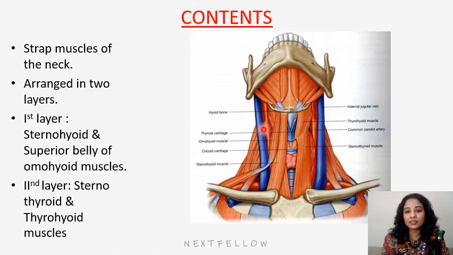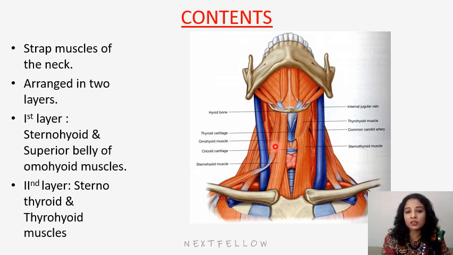So let's see the contents. As we can see, there are several strap-like muscles present below the hyoid bone, called infrahyoid muscles, which form the content of this triangle. The strap muscles are arranged in two layers. The first layer is sternohyoid, that is from the sternum to the hyoid bone, and omohyoid muscle, that is the superior belly of omohyoid. Here you can see on the other side, superior belly of omohyoid. So sternohyoid from the sternum to the hyoid, and superior belly of omohyoid.